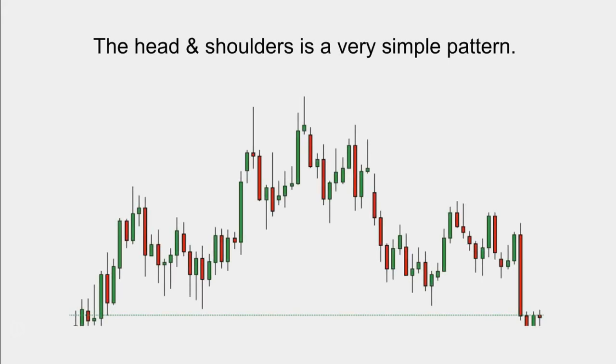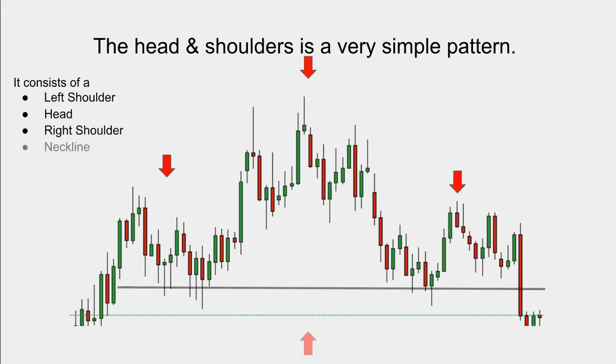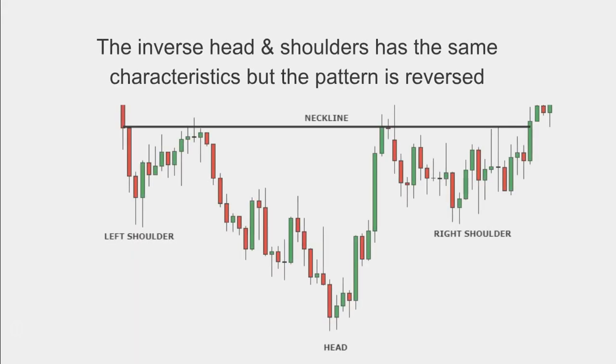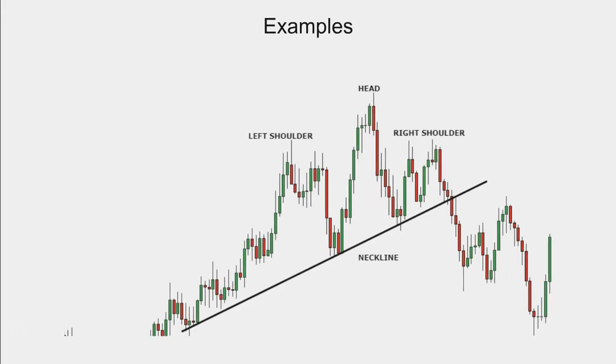The head and shoulders is a very simple pattern. It consists of the left shoulder, head, right shoulder, and neckline. An inverse head and shoulders has the same characteristics, but the pattern is reversed. We'll go over a few different examples.